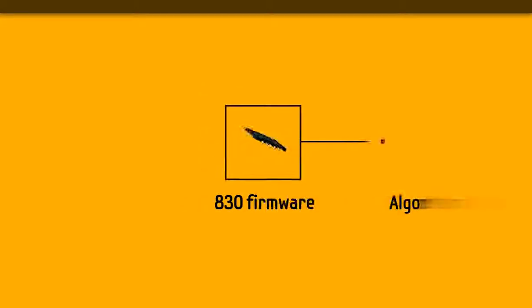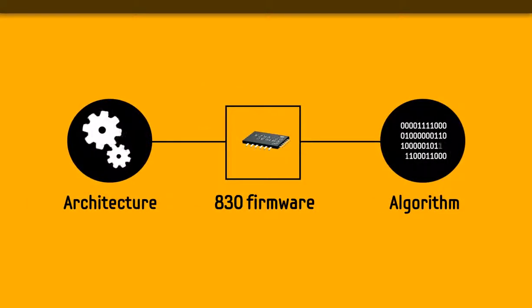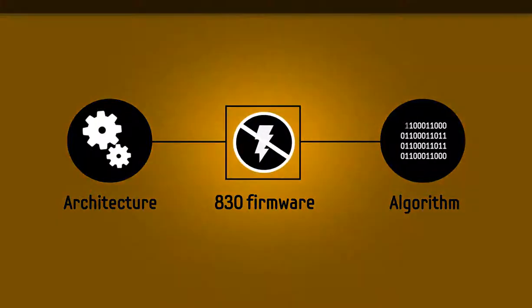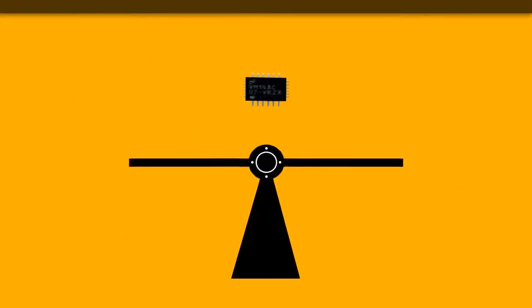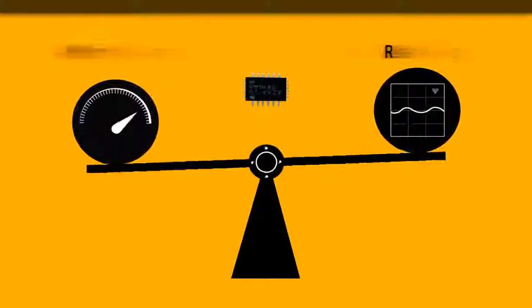The Samsung 830 series firmware algorithm and architecture are designed to recover and protect your data from sudden power losses. Our goal when designing our firmware was to use real-world user experience as a baseline to find the optimal balance between performance and reliability. The results speak for themselves.